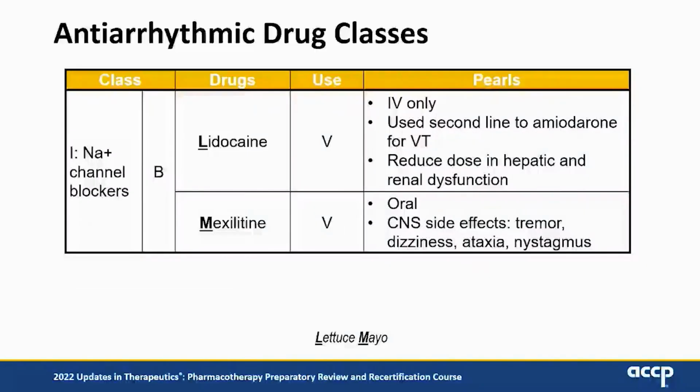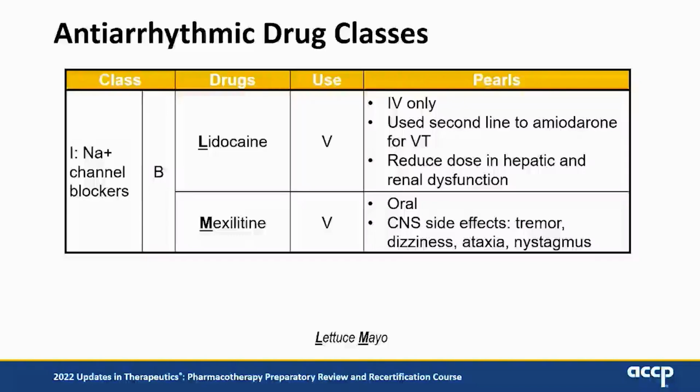We have our class 1B agents. The first one is lidocaine. These are mainly used for ventricular arrhythmias. Lidocaine comes for arrhythmia management in an IV-only formulation. Typically, you're going to see it being used maybe second line to amiodarone for VTach. This does require hepatic and renal dose adjustments.